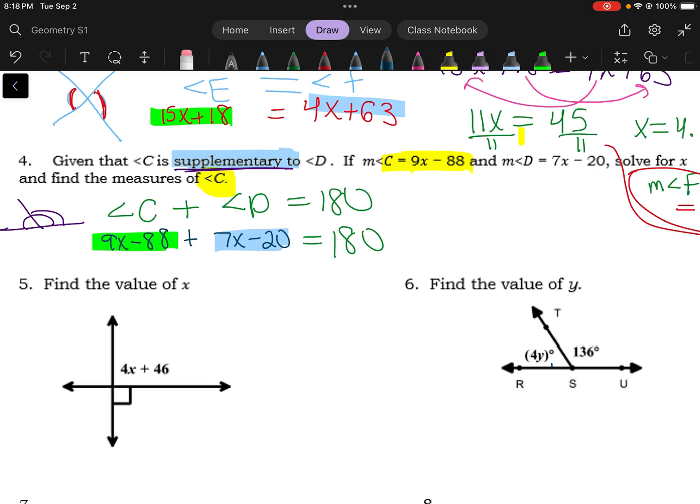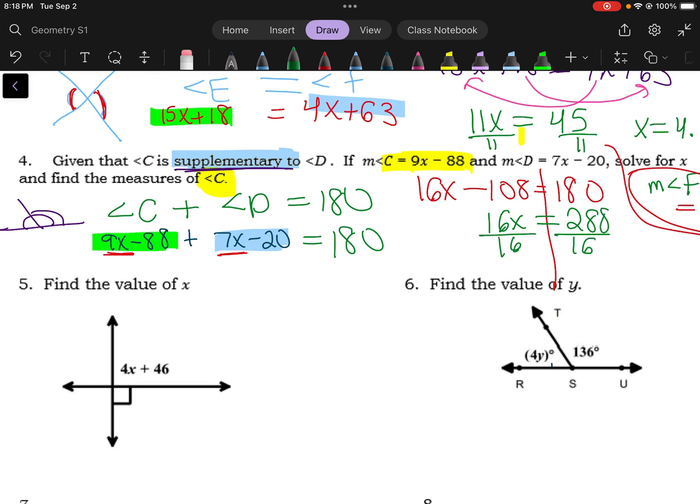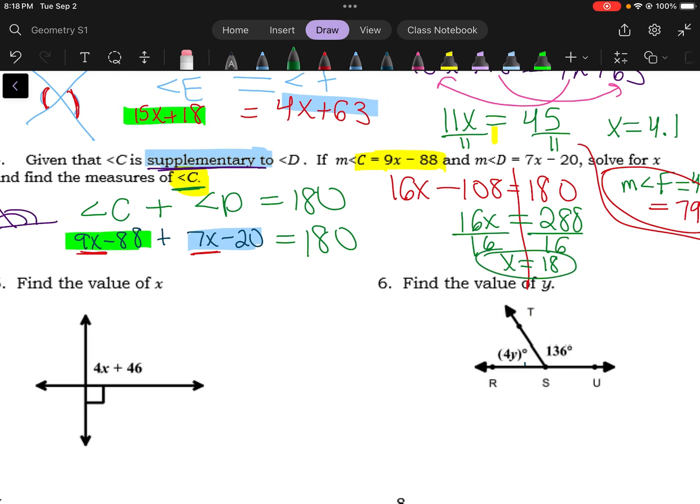So I'm going to combine like terms. So 9 plus 7 is 16x. Then I have negative 88 minus 20, which is negative 108, and that equals 180. So I'm going to add 108 and then divide by 16. x equals 18. And then it asks me to plug back in for C.